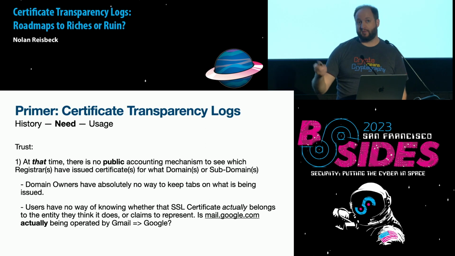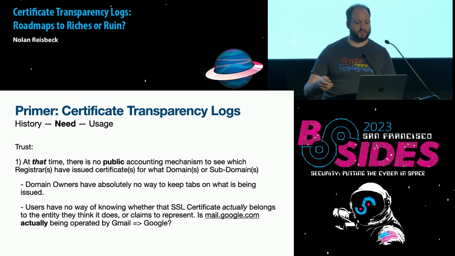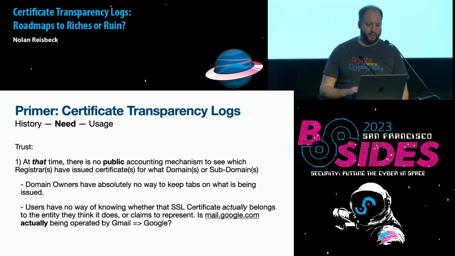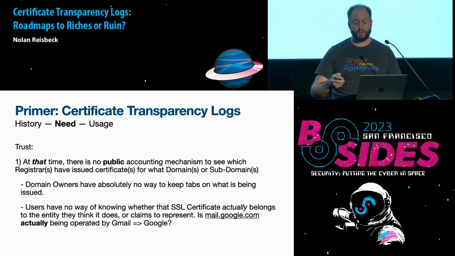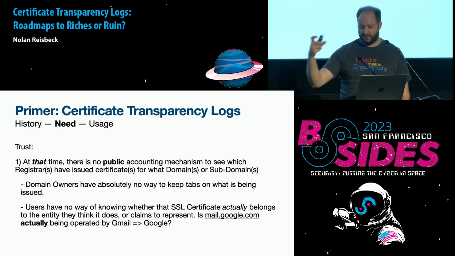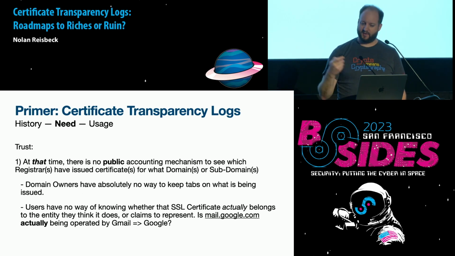So as a domain owner, you have no idea. You're just kind of blindly trusting at that point that CAs are doing their job like they said they would, and that they were only issuing certificates that were requested, and they weren't issuing certificates for your competitors. But users also don't really have any way of knowing, when they go to mail.google.com to log into their Gmail, is what they're logging into actually Google? The only thing that you have is that certificate. And if it says it's from Google, you're probably not going to look too much further into that.